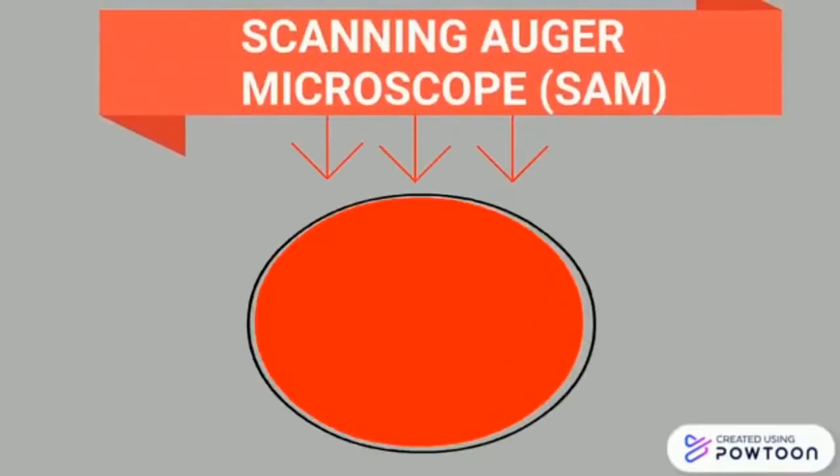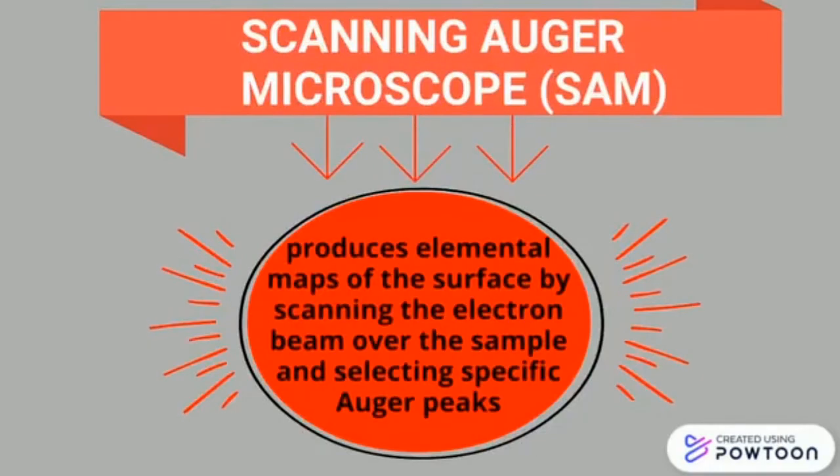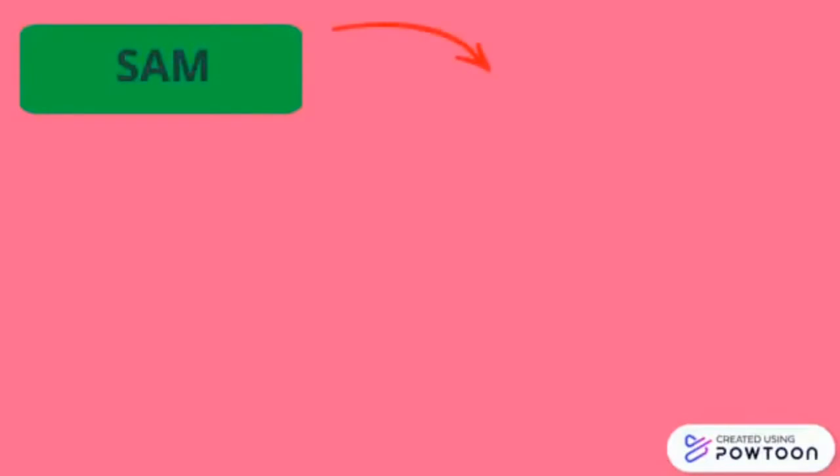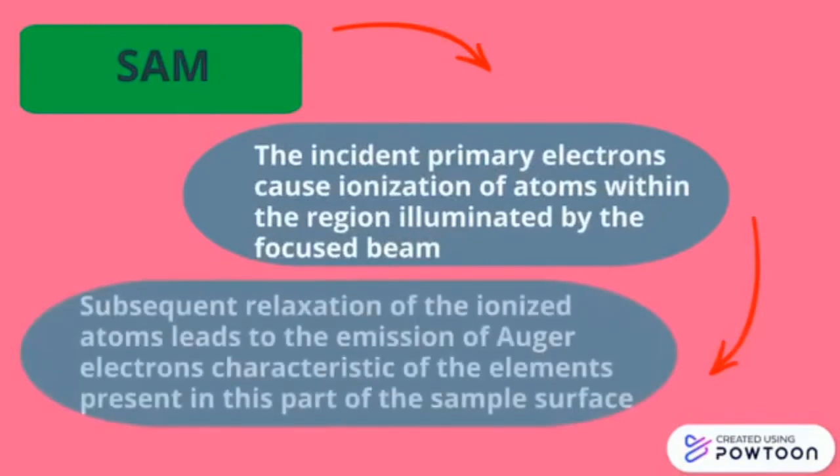The scanning Auger microscope produces elemental maps of the surface by scanning the electron beam over the sample and selecting specific Auger peaks. For SAM, the incident primary electrons cause ionization of atoms, and then the ionized atom leads to the emission of Auger electrons characteristic of the elements present in that part of the sample surface.